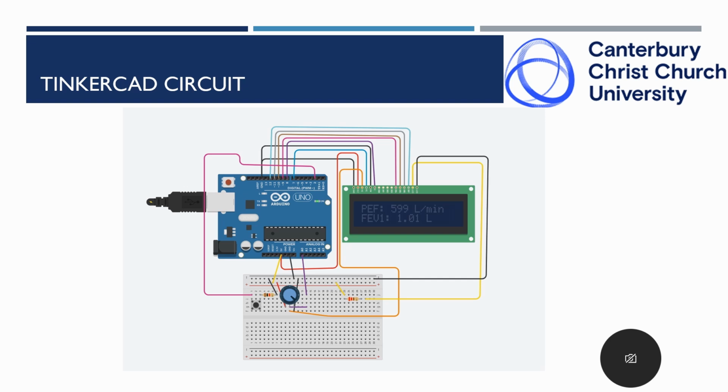A push button allows for resetting the peak value to 0, and it resets the whole system so another user can use it with new readings, and the Arduino constantly compares current airflow with the highest recorded value, updating the display accordingly for accurate monitoring of lung health.